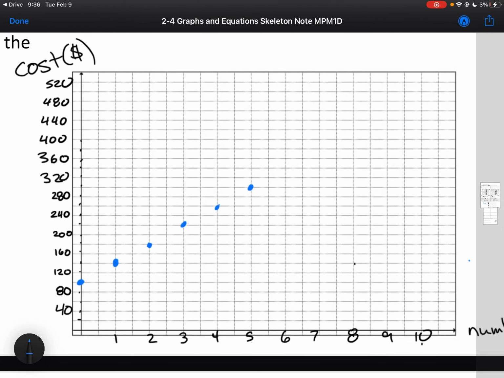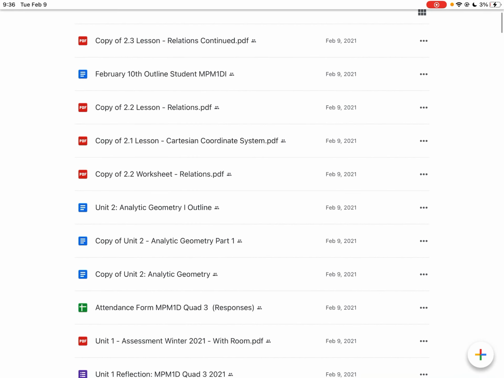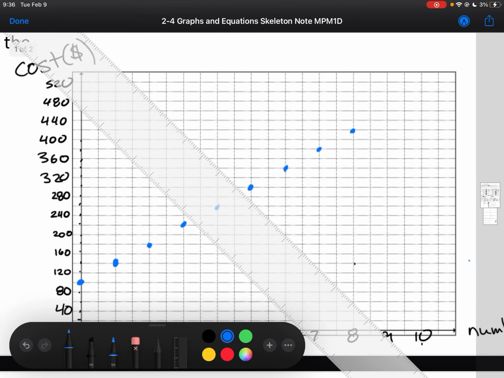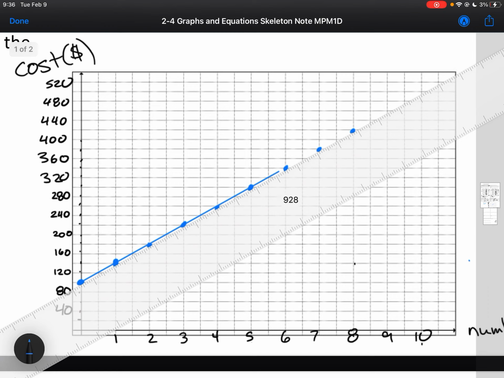All right, we're at 5 songs for 300. 6 songs would be 340. 7 songs was 380. 8 songs would be here, which is 420. And that's as far as we got. Okay, so that's our Beyonce. We're going to connect those dots together, just like this.